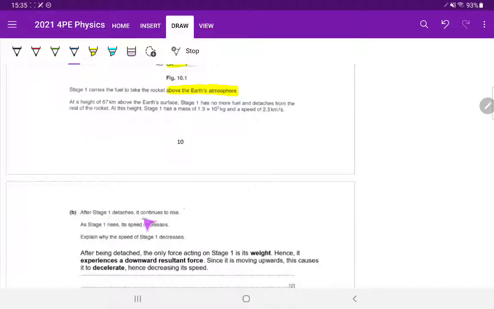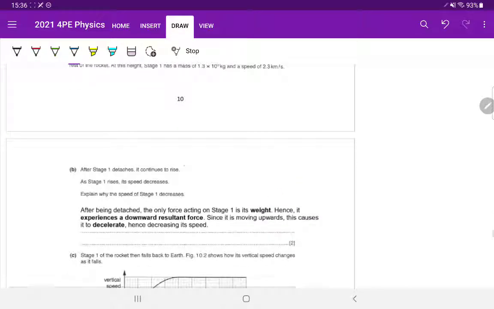So after stage 1 detaches, it continues to rise. So we're looking at the rocket, it reaches here, and then say stage 1 detaches above the Earth's atmosphere, and it's going to continue to go up, right? Okay, sorry, not the best drawing, but yeah, it detaches and it continues to go up, but its speed decreases. So explain why the speed decreases.